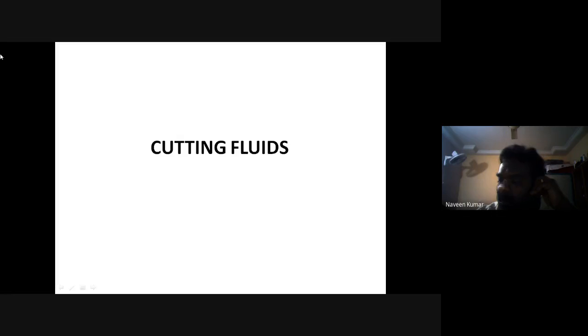The main objective of these fluids is to avoid the formation of built-up edges.